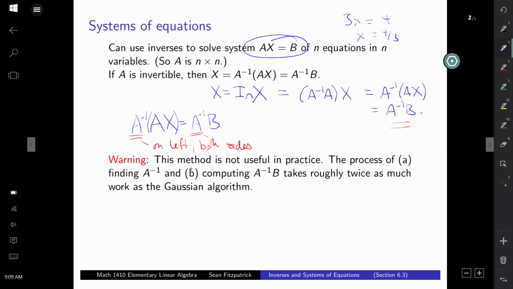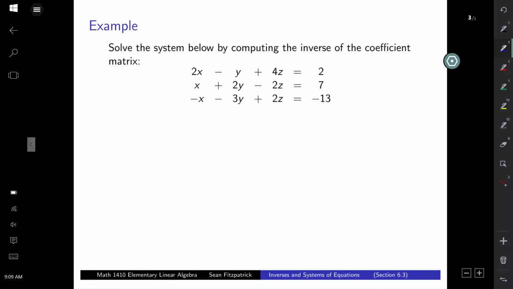Nonetheless, there are some places where this is useful. So let's do one example where we see how we could make this work, okay? So here's a system of 3 equations and 3 unknowns.